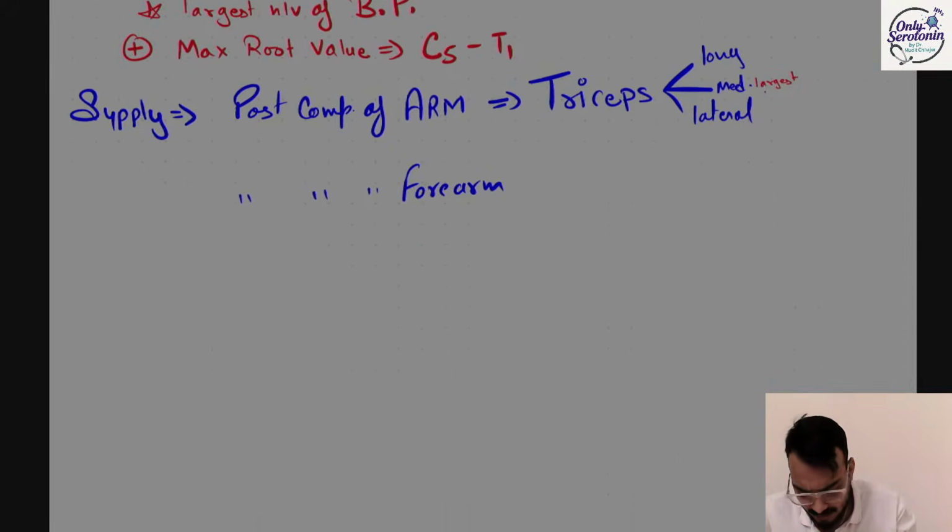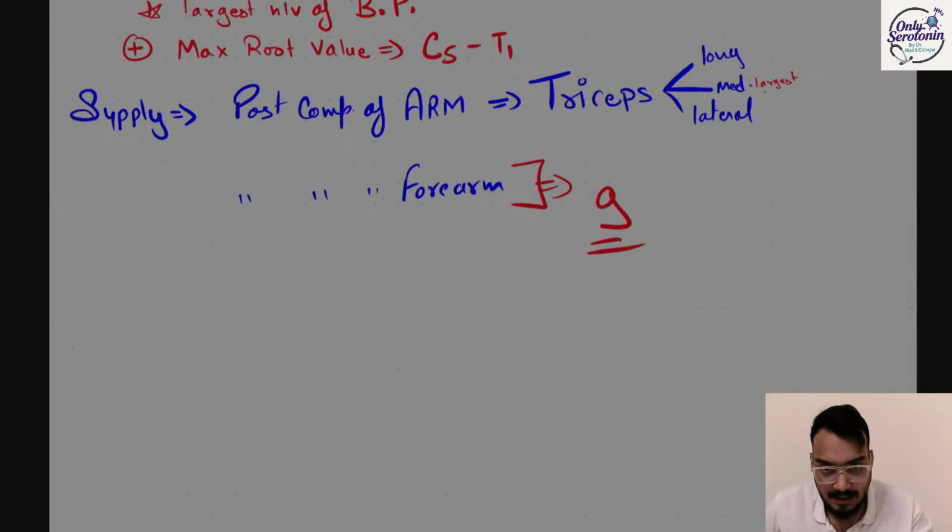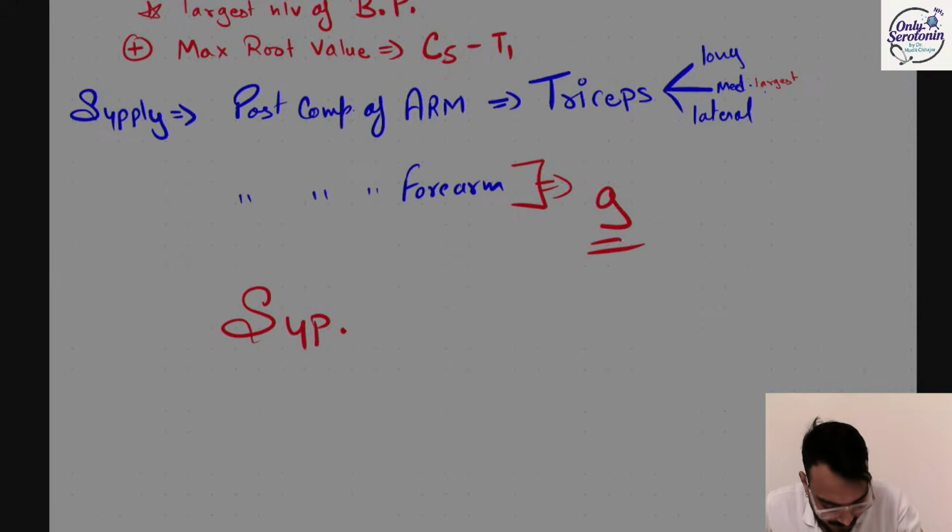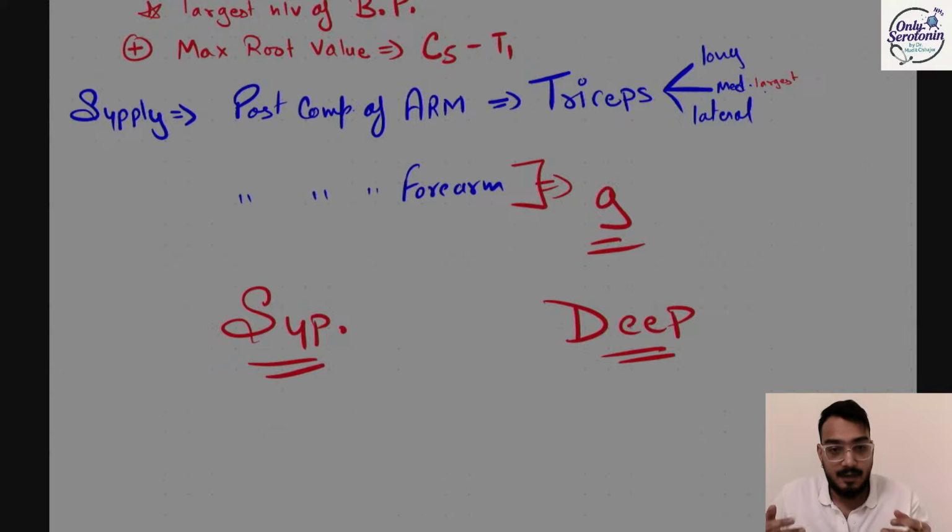What about forearm, guys? In forearm, in total how many muscles are we having? We are having a total of 9 muscles of the forearm. What are these 9 muscles, guys? We have already studied it. These 9 muscles of the forearm are divided into superficial muscles and deep muscles. I already taught you in this lecture.